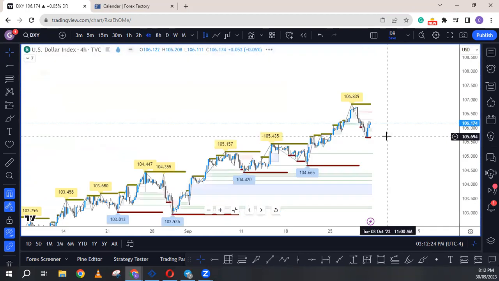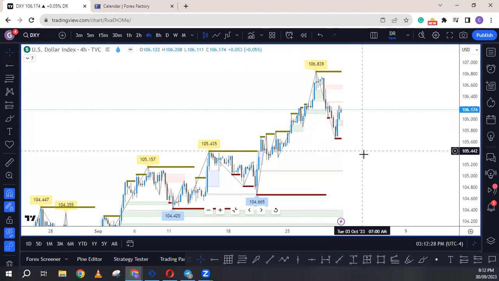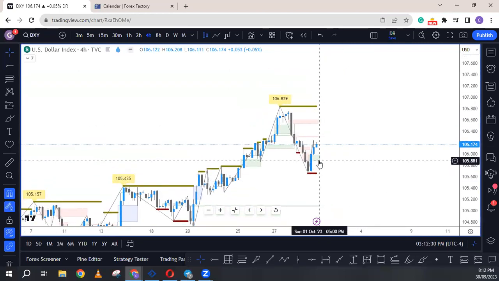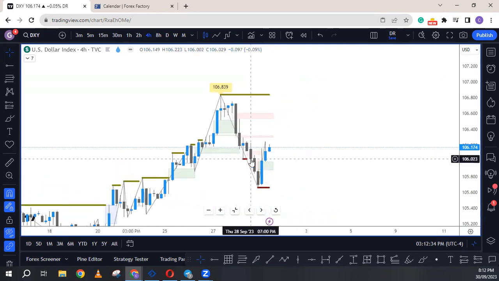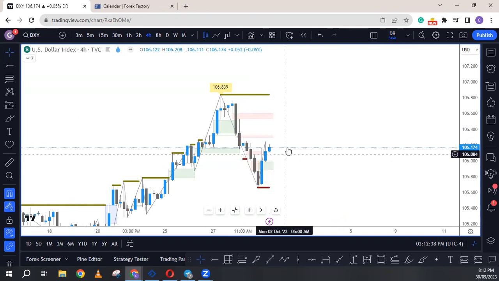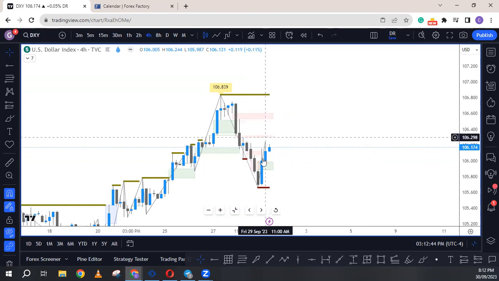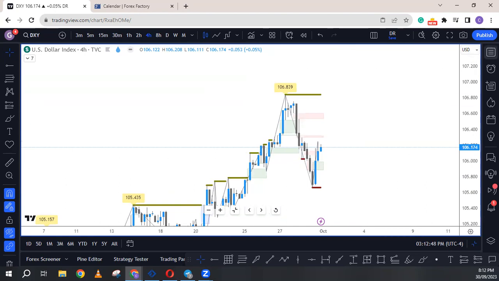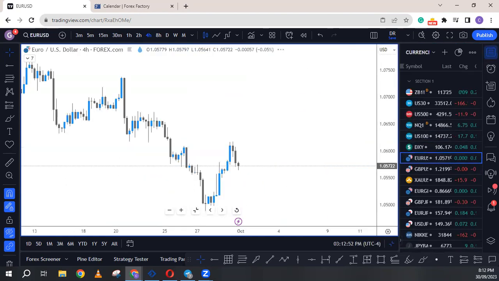Going into the 4-hour, the possibility exists that this may retrace a bit into this inverted fair value gap, as you can see on the left and on the right. So if this holds, the possibility exists that price may still rally back to the upside on this pair, as the dollar index still has some strength left in it. So that brings us to the next pair, which is the Euro USD.